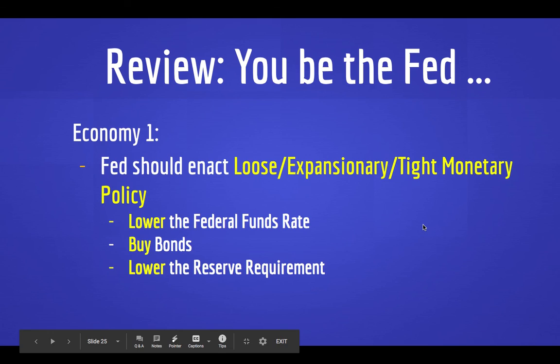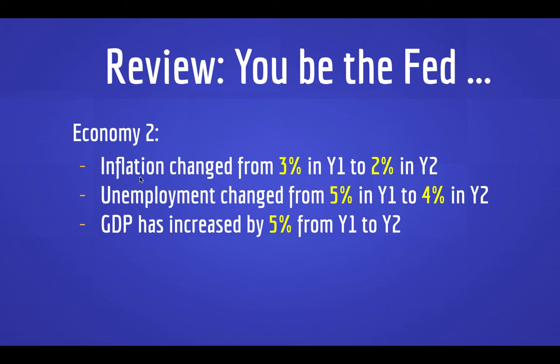Okay, Economy 2. Inflation has gone from 3% down to the ideal 2%. Unemployment has changed from 5 to 4%, and GDP has increased by 5% from year 1 to year 2. So everything seems to be in a healthy range. What should the Fed do? Hold off, do the opposite of the first scenario.